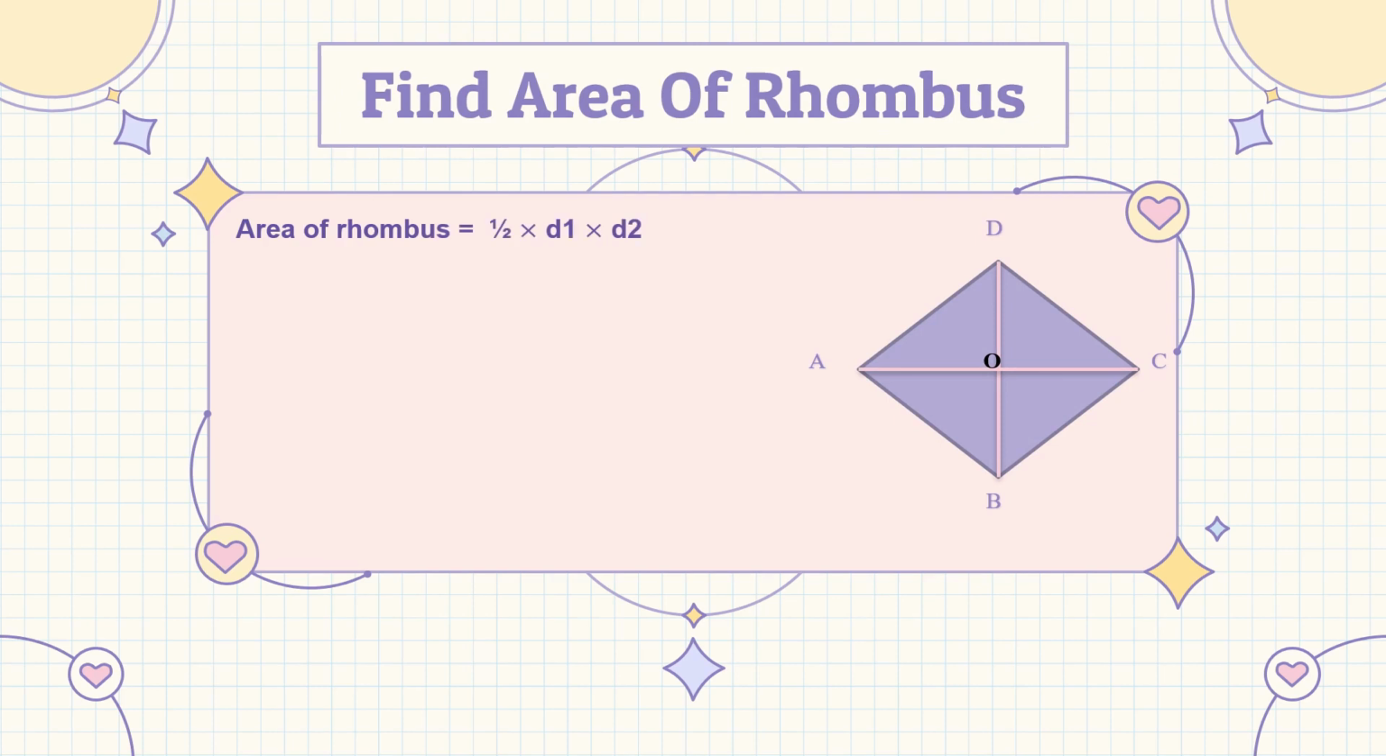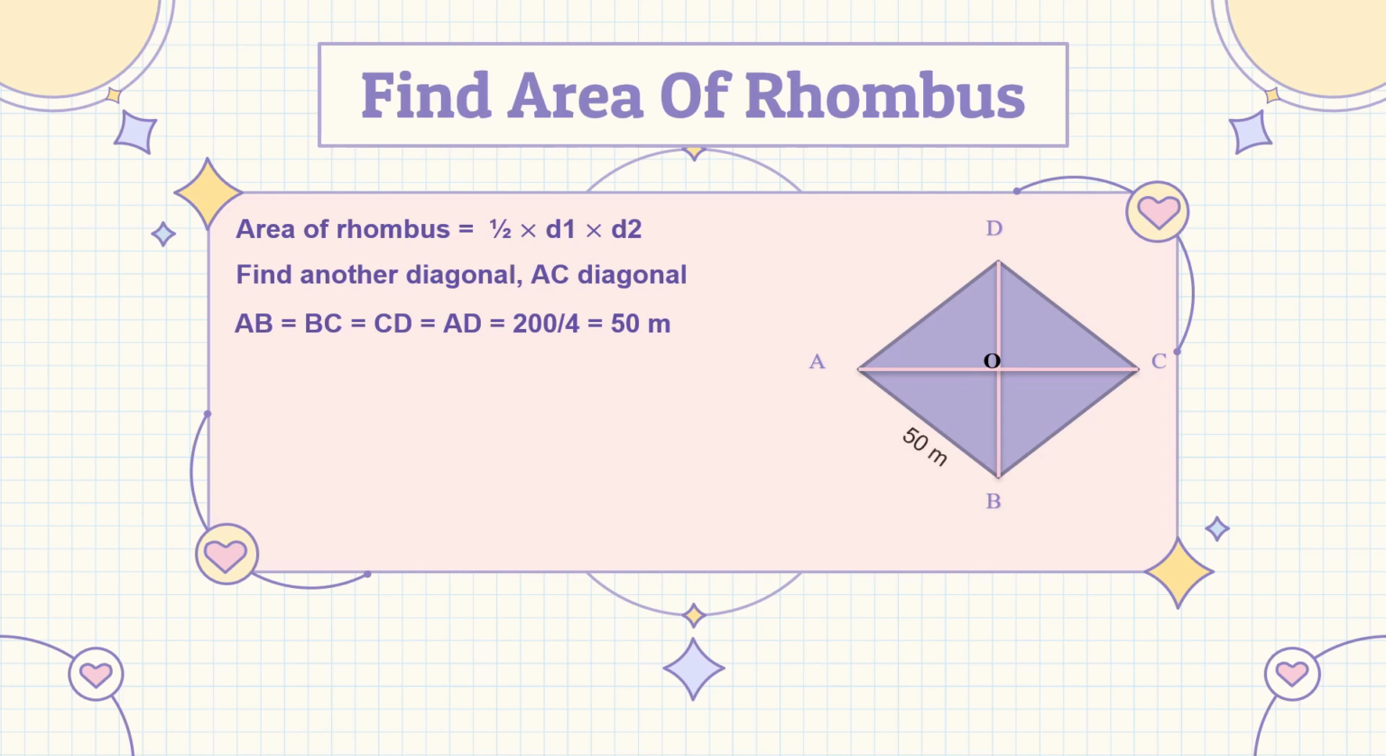diagonal 2. For that, we have to find the other diagonal, which is AC, by finding the lengths of AB, BO, and AO. We know in the question that the perimeter of the rhombus is 200 meters, so we can find the length of each side of the rhombus. AB equals BC equals CD equals AD equals 200 divided by 4 equals 50 meters. Next, find the length of BO using the diagonal of 60 meters. BO equals half times BD equals half times 60 equals 30 meters.